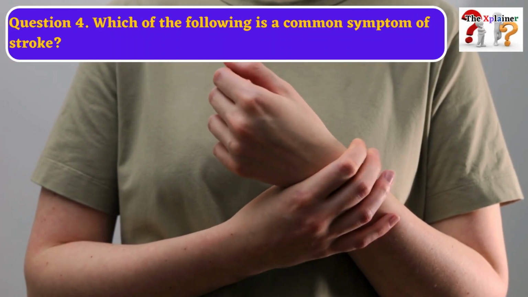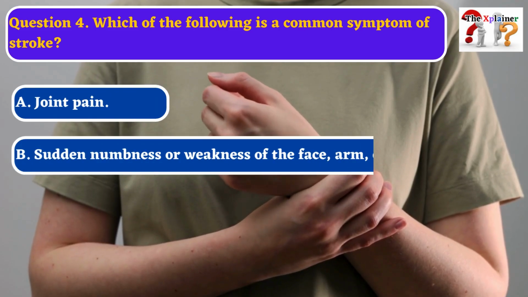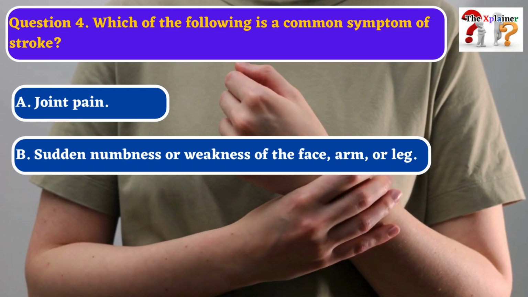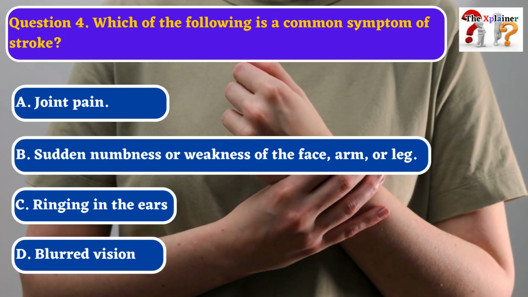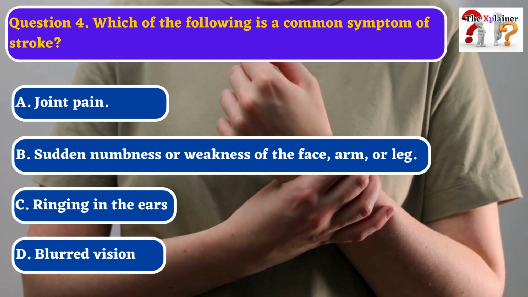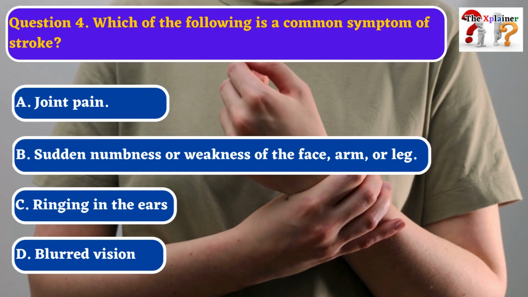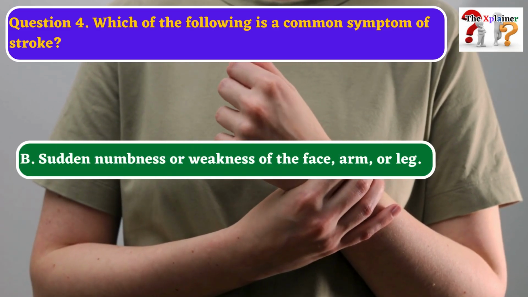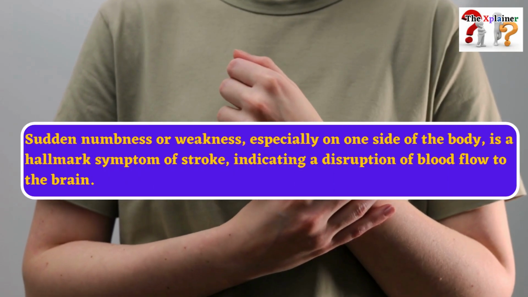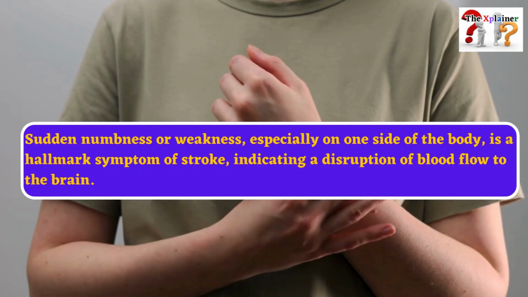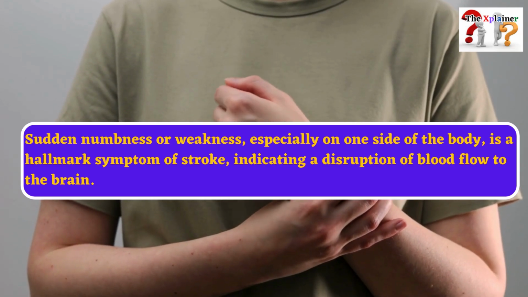Question 4. Which of the following is a common symptom of stroke? A. Joint pain, B. Sudden numbness or weakness of the face, arm, or leg, C. Ringing in the ears, D. Blurred vision. The answer is B. Sudden numbness or weakness of the face, arm, or leg. Sudden numbness or weakness, especially on one side of the body, is a hallmark symptom of stroke, indicating a disruption of blood flow to the brain.